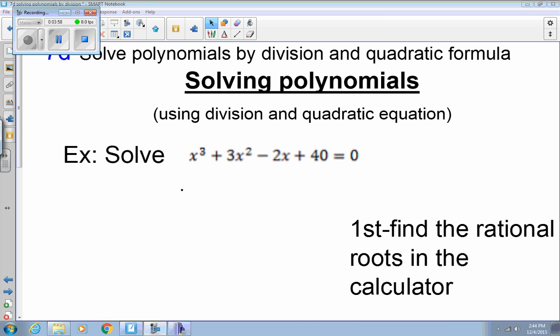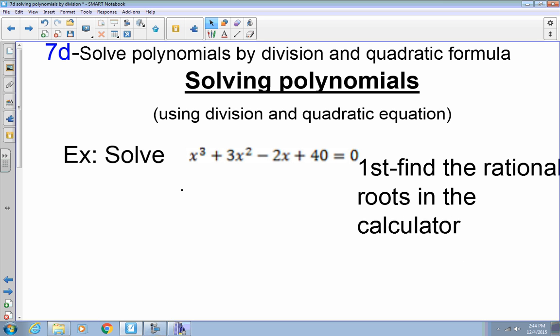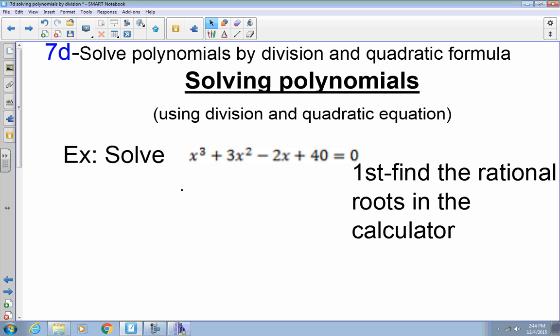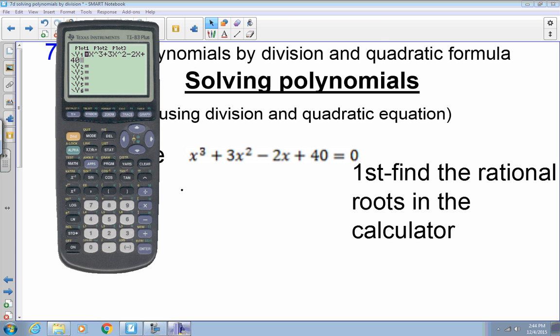Okay, so the actual 7D is to solve polynomials by division and quadratic formula. First, you're going to get an example like this. It's going to ask you to solve x to the third plus 3x squared minus 2x plus 40 equals 0. First thing you have to do is find the rational roots in the calculator. So you put it in the calculator, graph it, and find the x-intercepts.